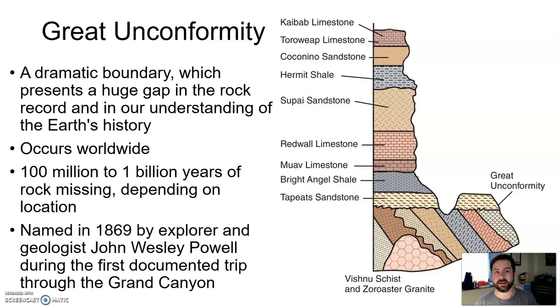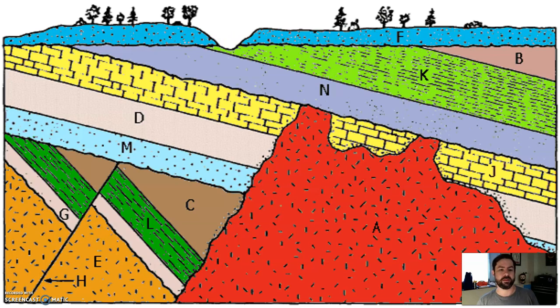And this Great Unconformity was named in 1869 by John Wesley Powell, explorer, geologist, Arizona, during his first documented trip through the Grand Canyon. He was the first to go through the Grand Canyon down the Colorado River in a wooden boat in the 1800s. Knowing all of that, knowing the principles of stratigraphy, different rock layers, types of unconformities, you can now look at something like this and put it together.